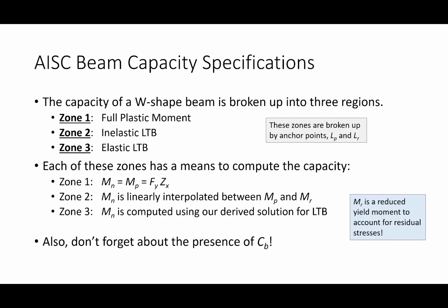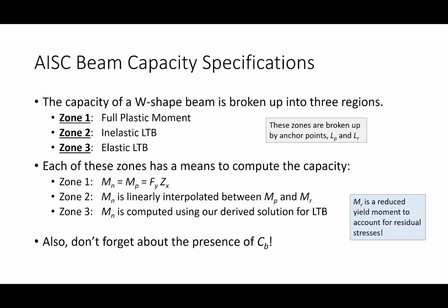Okay, so zone 2 and zone 3 are sort of like the zones for column buckling. We have an inelastic buckling and we have an elastic buckling. Zone 1 is just straight up MP. Okay, so how do we compute the capacity in zone 1? It's just MP equals FY ZX. How do we compute the capacity in zone 3? Zone 3 is that derived equation that we use.